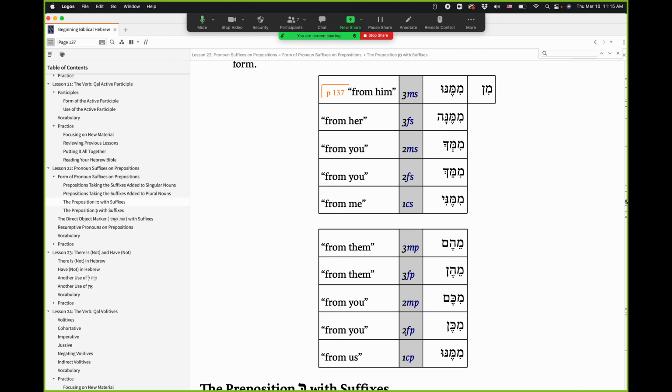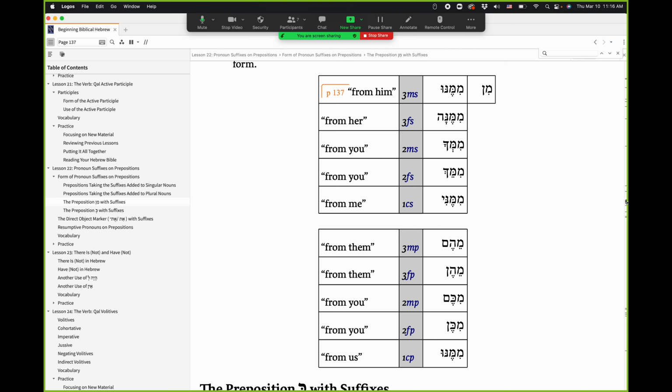Well, context. It's kind of a bad answer to just say context, because there's going to be times, I'm sure, when context itself isn't enough to make a decision, and maybe both of them make sense in context. Maybe from him makes sense in context, and from us makes sense. In that case, you have to note the possibility that it's either one. Maybe explain which one you think is more likely.